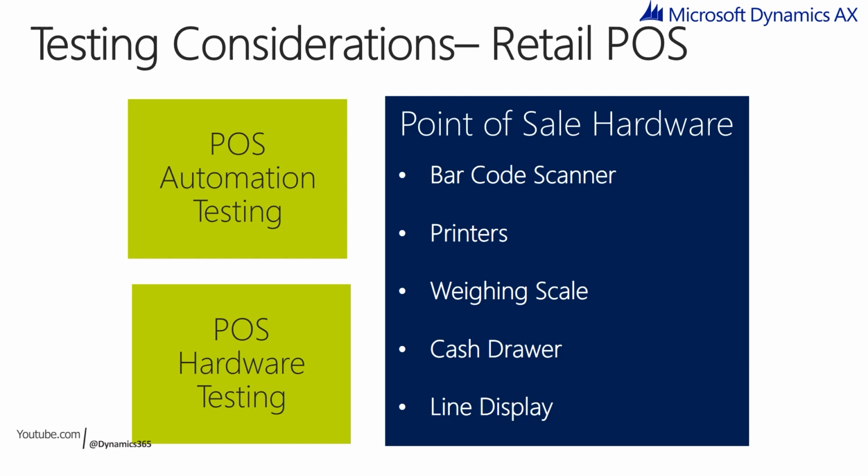Line display. Line display is usually meant for the customer to see the amount which they have to pay and the amount which is due for their order. You need to verify if the data which is shown on the line display is accurate and as per the order which is punched in on the retail POS.